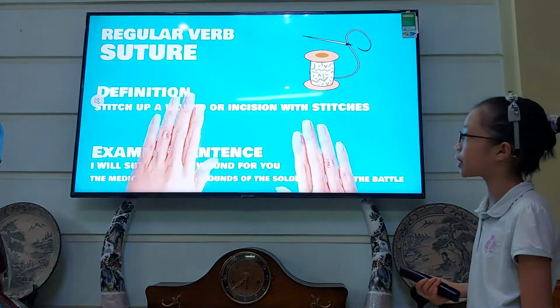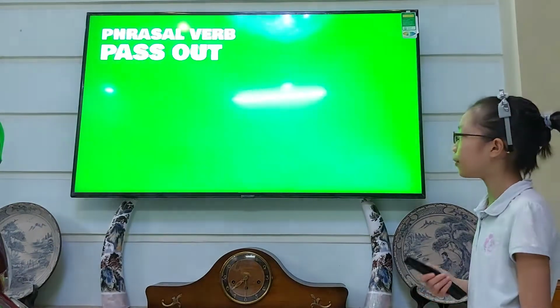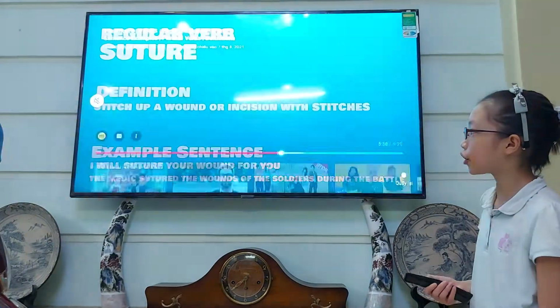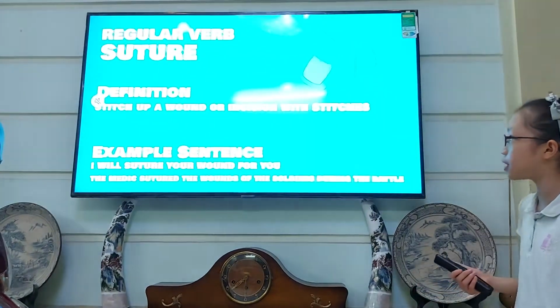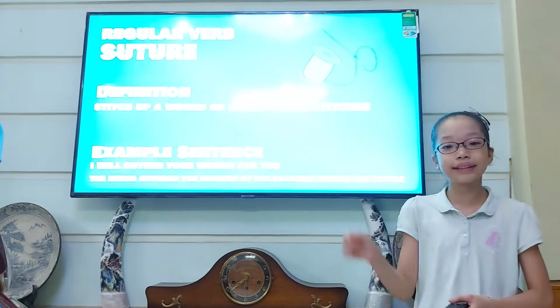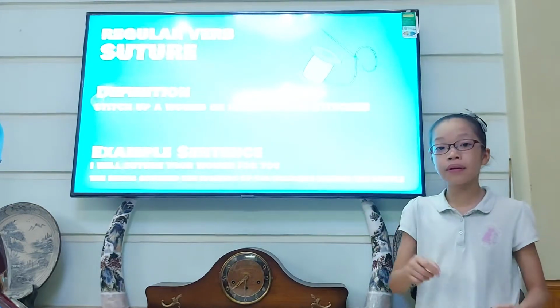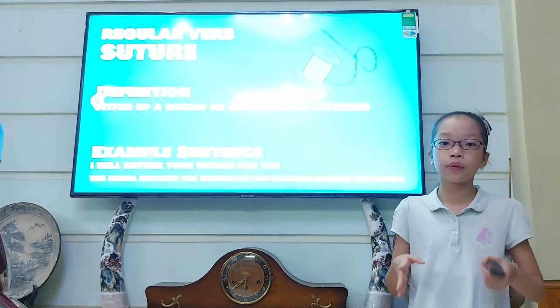We have the word stitch. Stitch means to stitch up a wound or incision with stitches. Normally we use stitch like we stitch clothes, but in this word, we use it in healthcare.